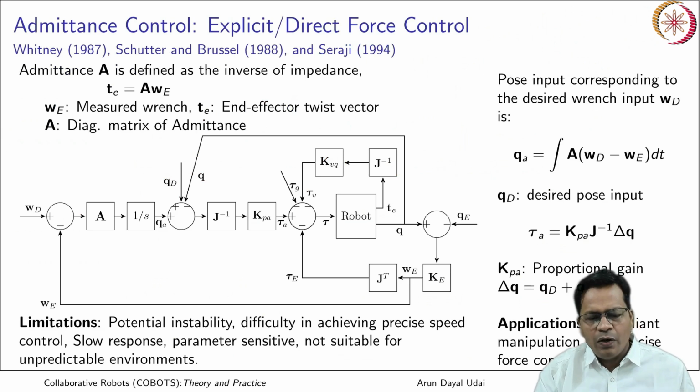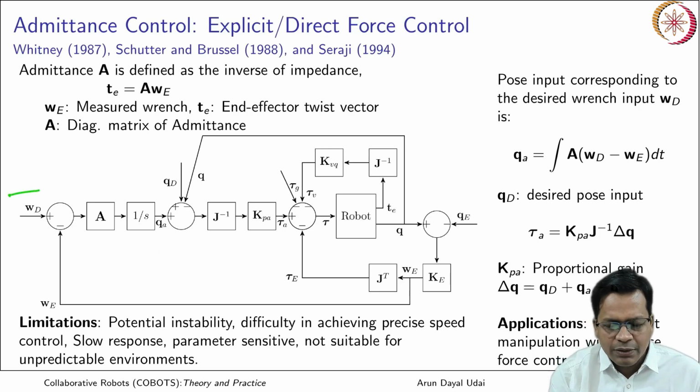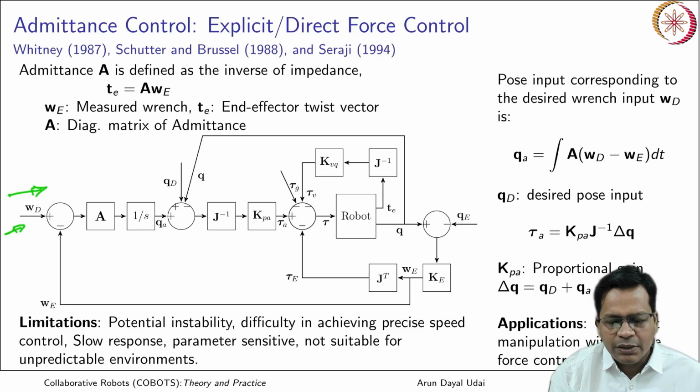So now admittance control. This again is an explicit or direct force control where you directly command the forces, or in general the wrench. Wrench is a 6x1 matrix which essentially contains the moments and the forces at the end effector. In general we talk about moments and forces, but normally we use forces. Admittance is defined as the inverse of impedance.